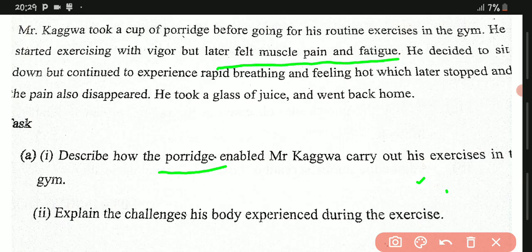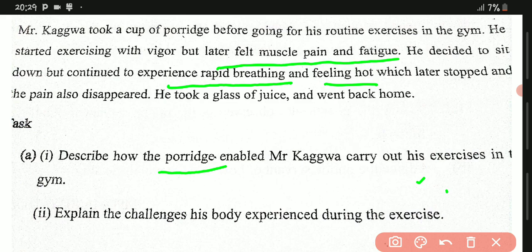That is one of the challenges. Then another challenge was that he also experienced rapid breathing and feeling hot, which later stopped. These are the challenges we are going to talk about. One, Mr. Kagwa felt muscle pain and fatigue. You should ask yourself, what causes muscle pain and fatigue? It is the accumulation of lactic acid in the muscles. It is that which causes muscle pain and fatigue.